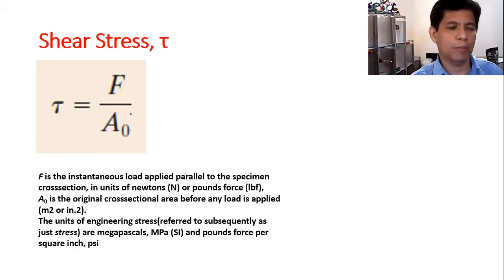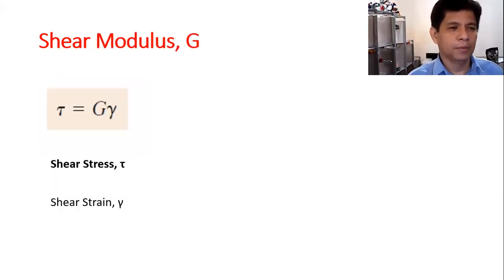Tapos yung Hooke's law naman is engineering stress is equal to modulus of elasticity times engineering strain, epsilon. Ito naman, shear stress is F divided by cross-sectional area, A sub O. Parang review lang. And then we have this shear modulus. So yung shear modulus, this is analogous to Young's modulus or modulus of elasticity. Yun nga lang sa shear siya ginagamit. So G yung kanyang standard symbol.